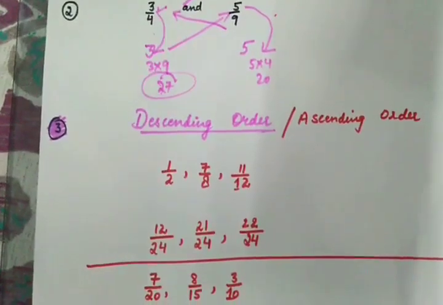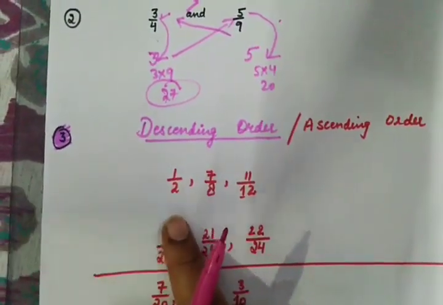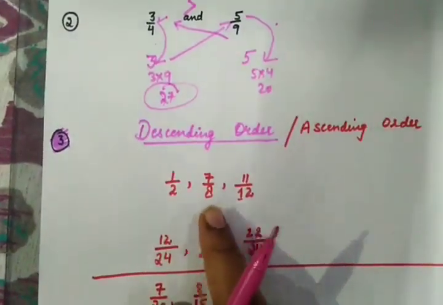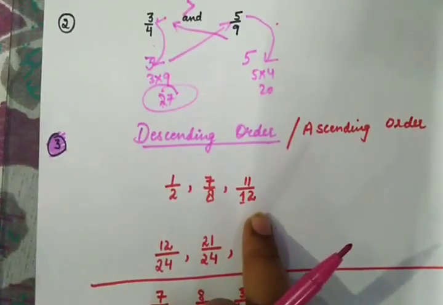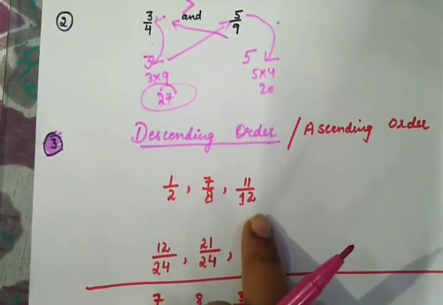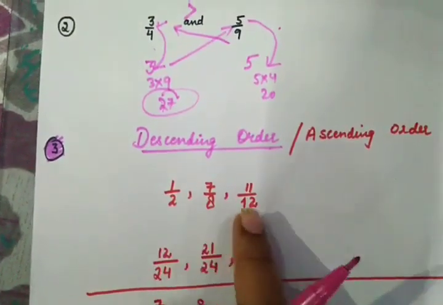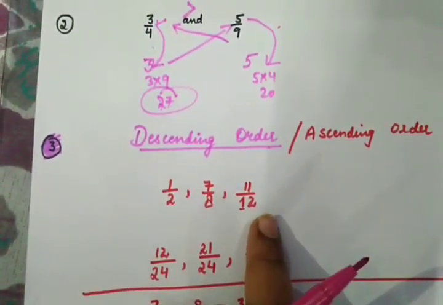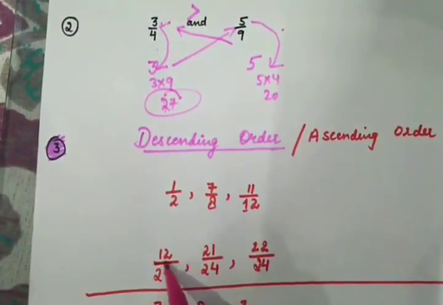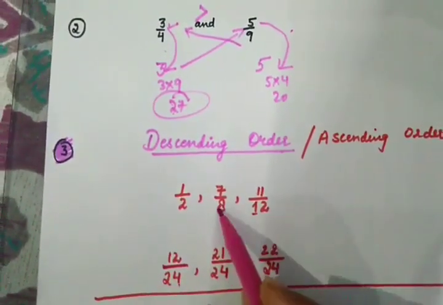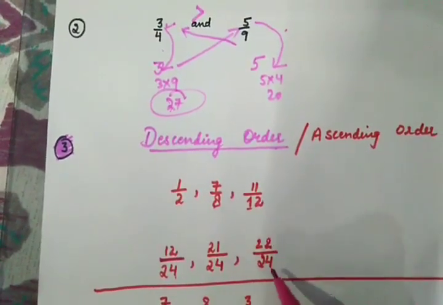3 fractions were given to me: 1 by 2, 7 upon 8 and 11 upon 12. The denominators are not same, so obviously I cannot say. So what I am going to do? I am going to take the LCM of 2, 8 and 12. LCM is 24. So I have written 24 here, 24 for this and 24 for this.